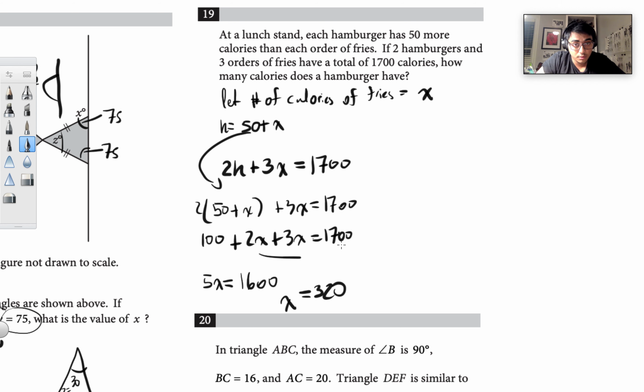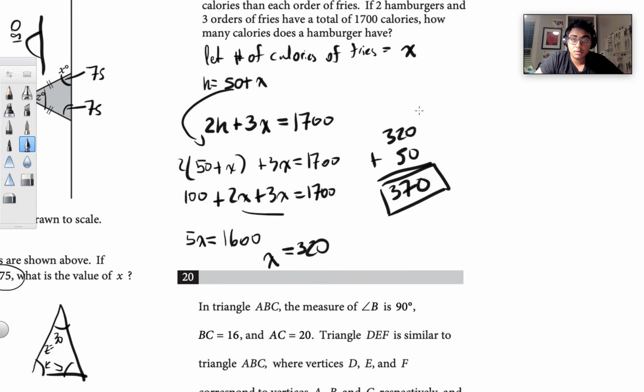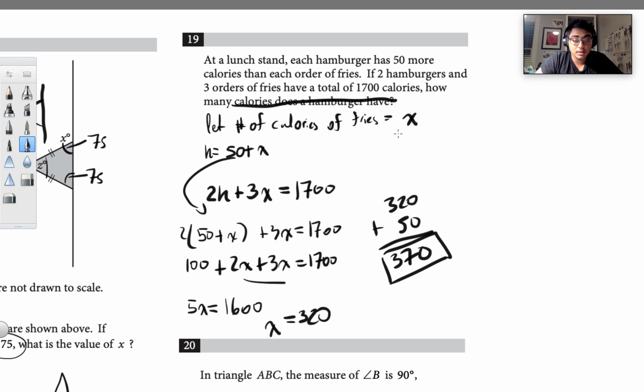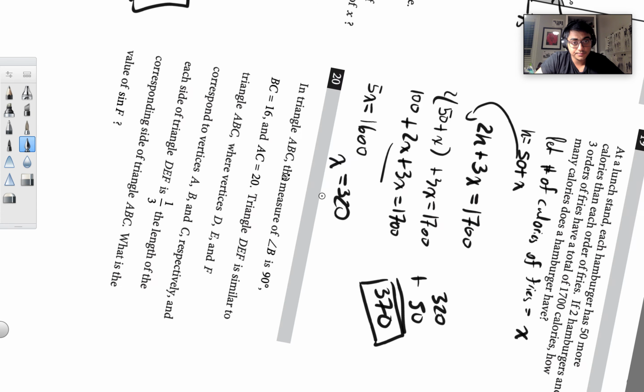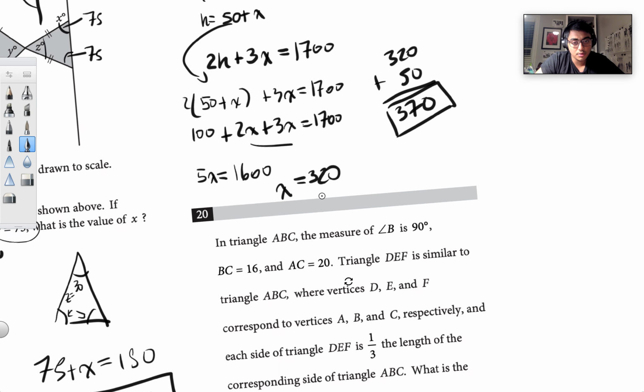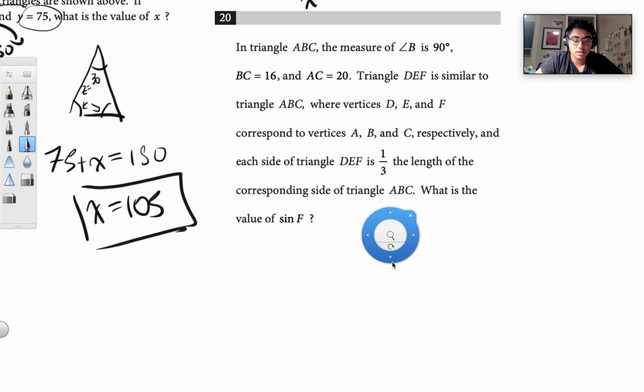But here, be careful, we're not looking for how many calories an order of fries has, we're talking about how many calories a hamburger has. And a hamburger has 50 plus however many calories an order of fries has. So it has to be 320 plus 50, which is equal to 370. So remember, guys, I've said it in another video, always be careful about these small details because they could throw your answer off. So always read through the questions thoroughly, and the answer choices.